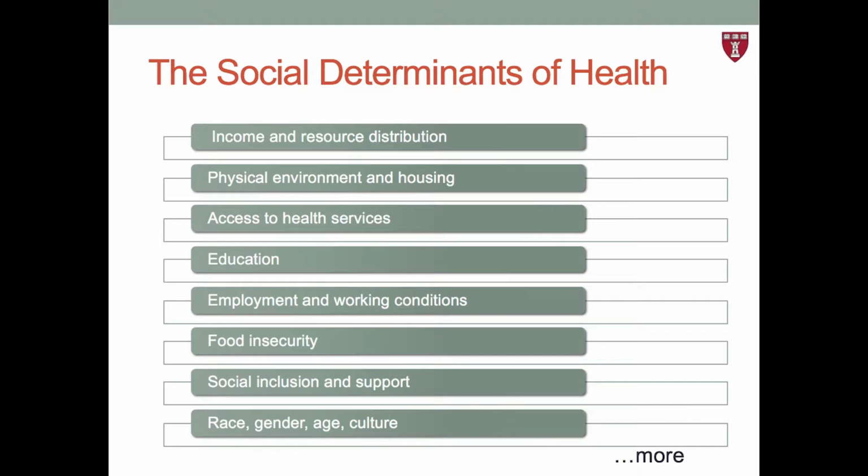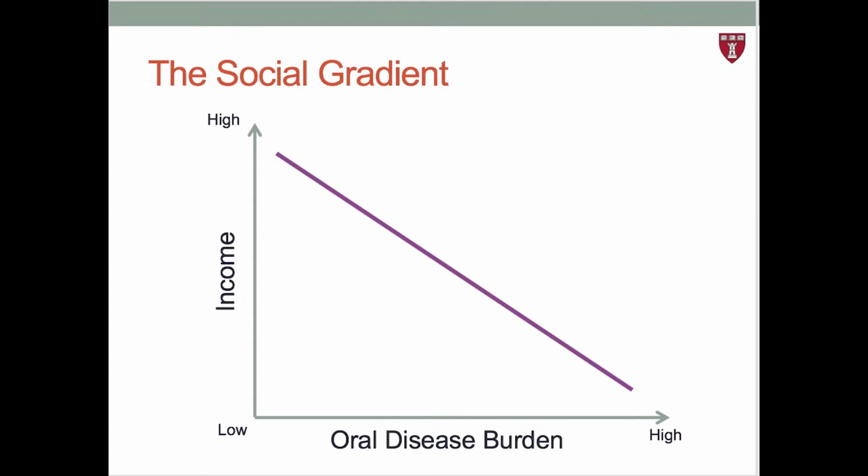These determinants affect oral health as well. Many of the obstacles to oral care Joe experiences in our previous warm-up exercise are linked either directly or indirectly to the social determinants of health. One of the strongest predictors of health outcomes, including oral health outcomes, is poverty. As a person's income rises, oral disease burden falls. This is known as the social gradient in health.